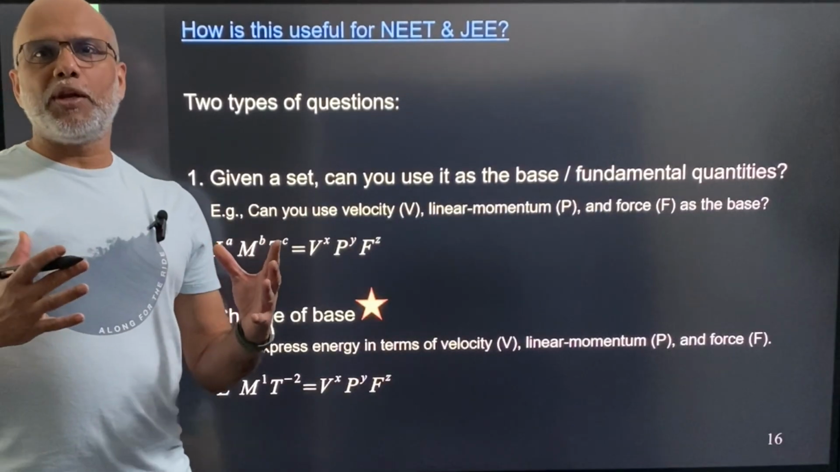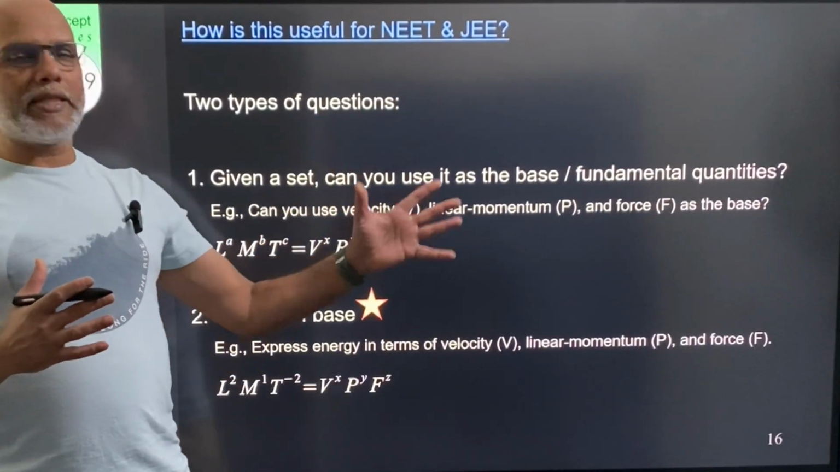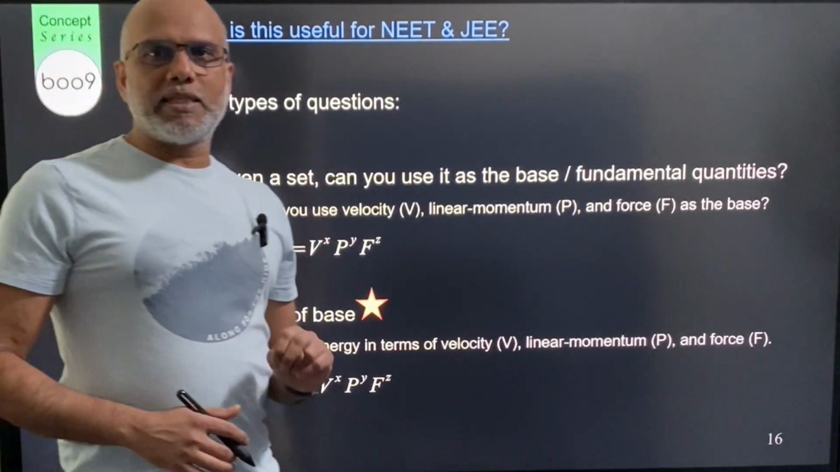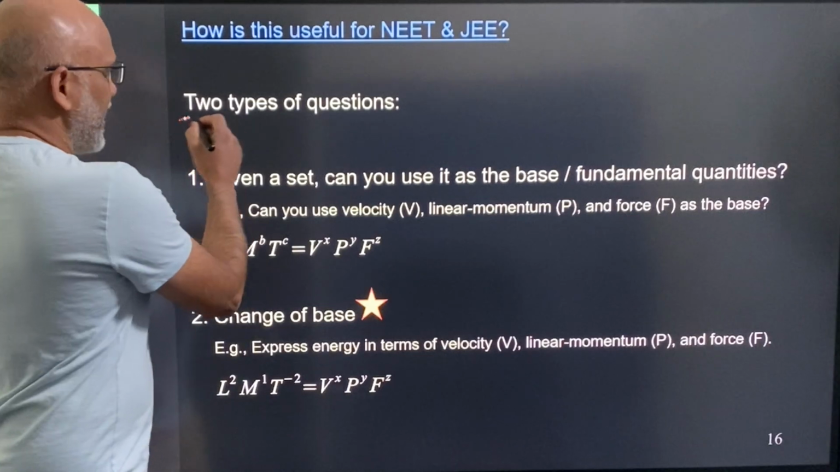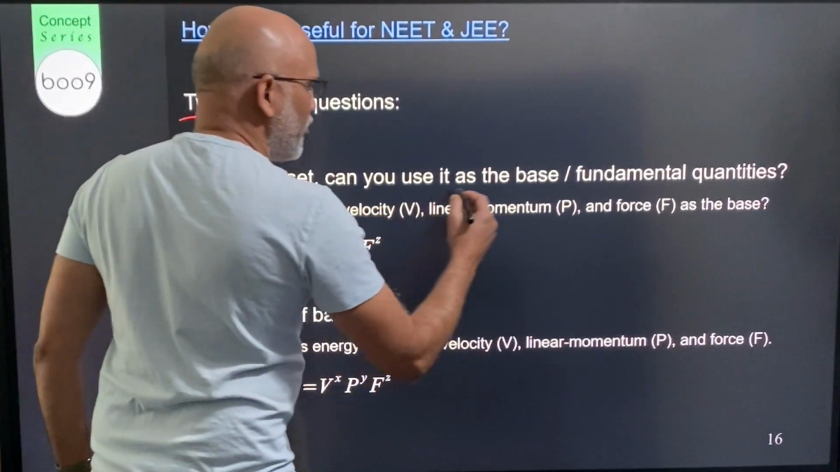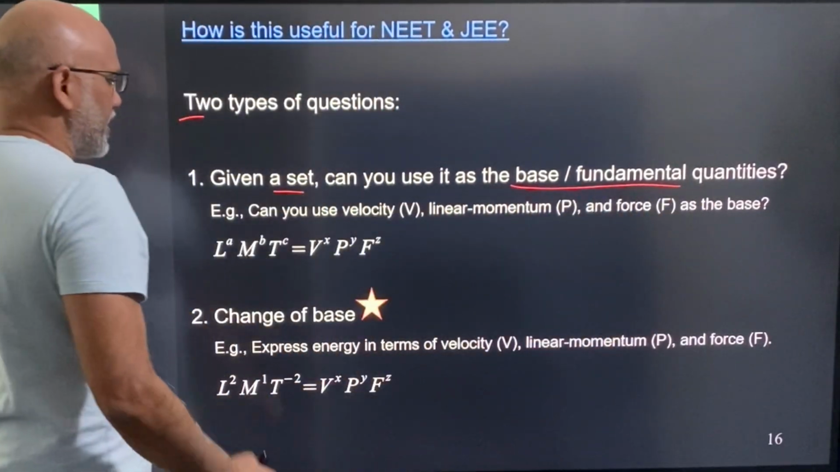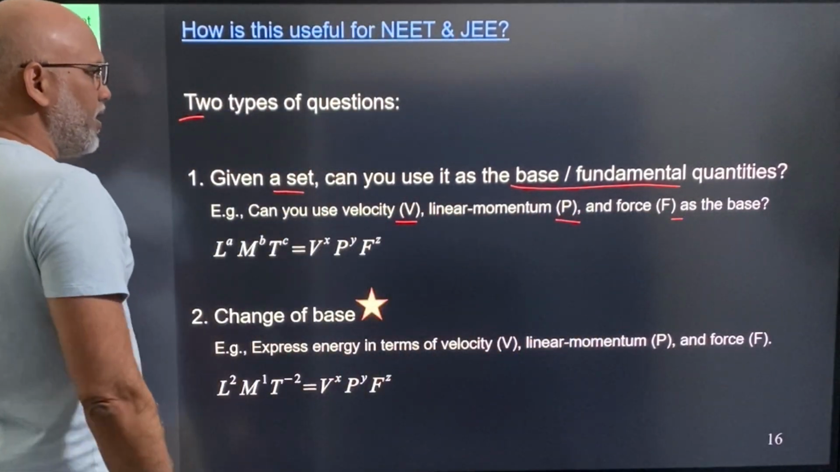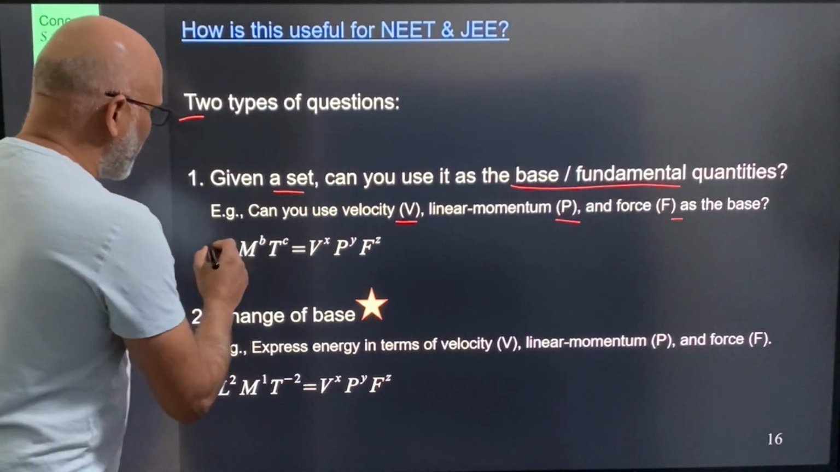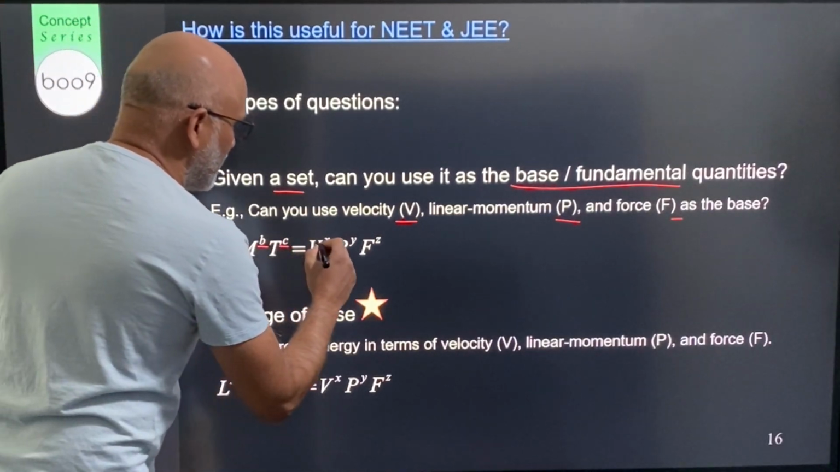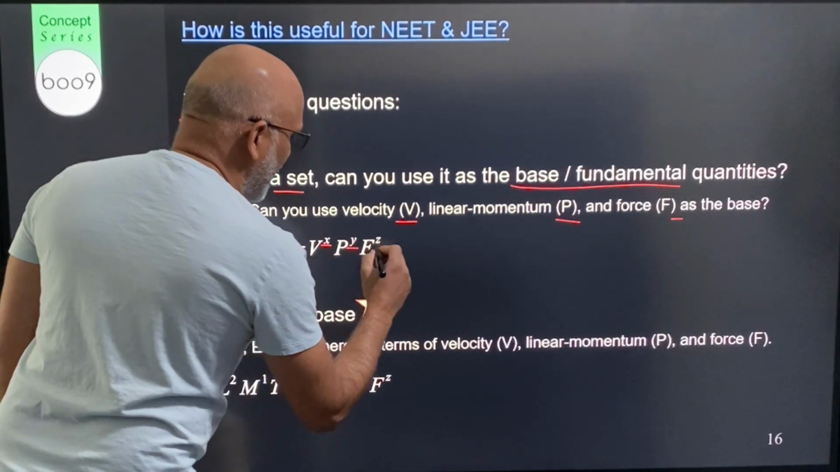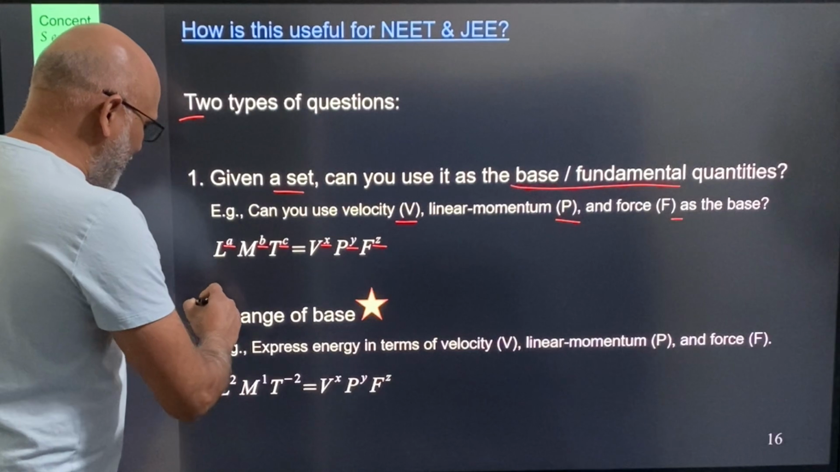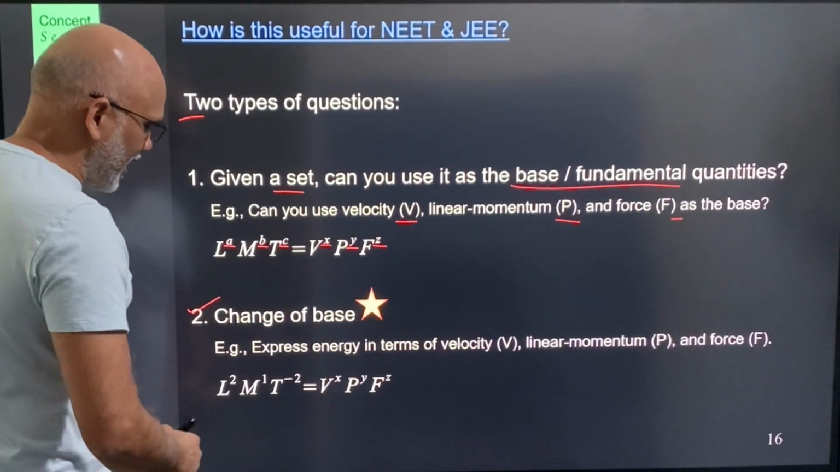For the rest of the video, we'll talk about how all this is going to be useful for NEET and JEE. There are two different kinds of questions you can expect. The first kind is, given a set, can you use that as the base for fundamental quantities? For example, can you use velocity, linear momentum, and force as the fundamental quantities? So in this case, for any A, B, C, we will try to find if there are unique X, Y, and Z. The second type of question will be change of base, and this is more frequently asked.